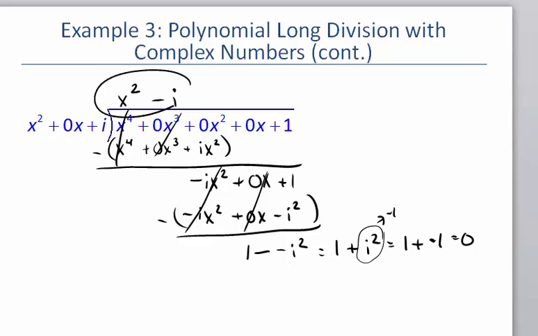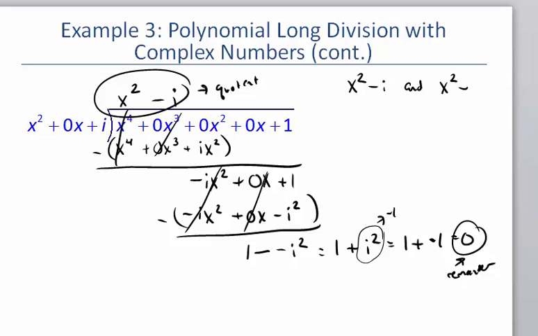So our quotient is here: x squared minus i. Our remainder is 0. And so we know now that, remember, if the remainder is 0, that gives you an indication of the factors. So that tells you that x squared minus i and x squared plus i, which is what we have out here, are factors of x to the fourth plus 1.